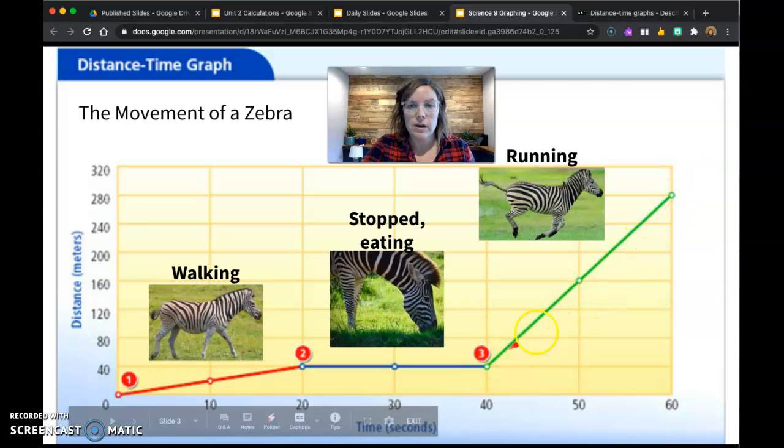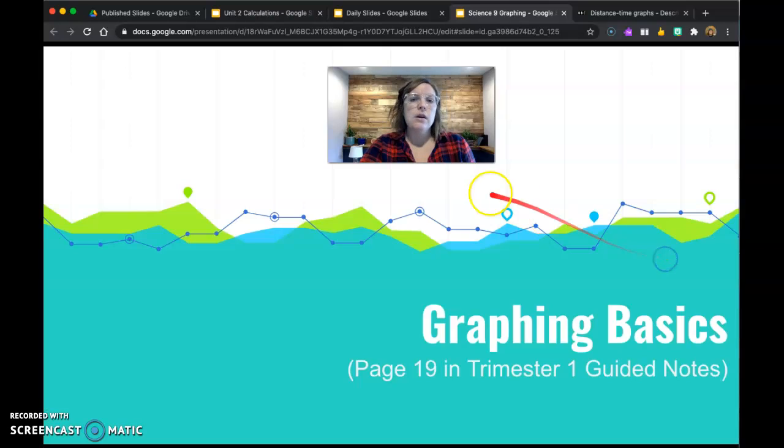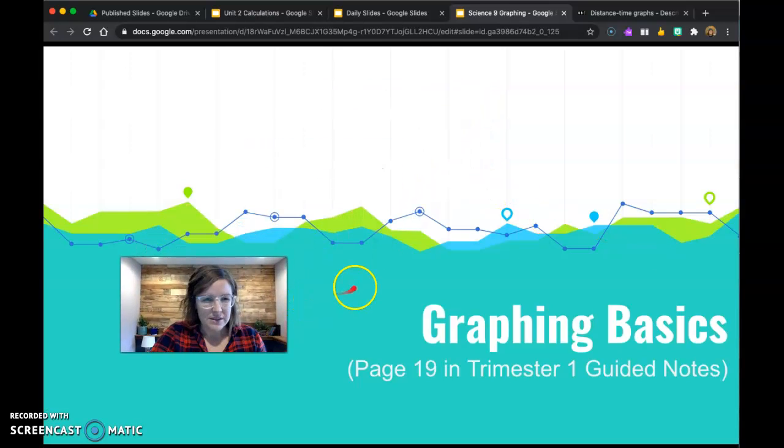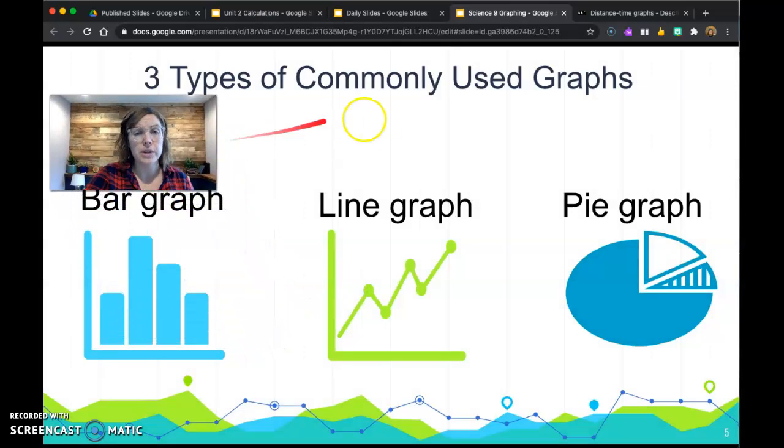So what we're going to learn about is how we can describe motion or describe speed, describe how things are moving by looking at graphs. So first, let's just go over some basics, just to refresh your memory. There are 3 different types of graphs: bar graph, line graph, pie graph, right?